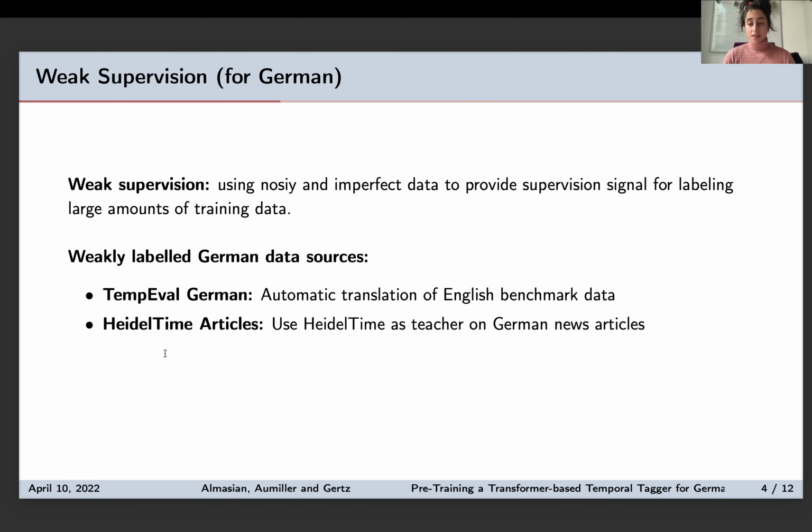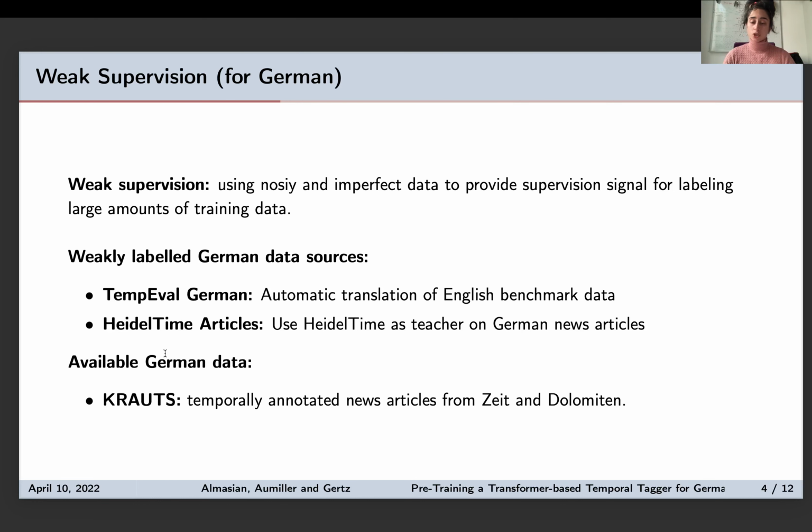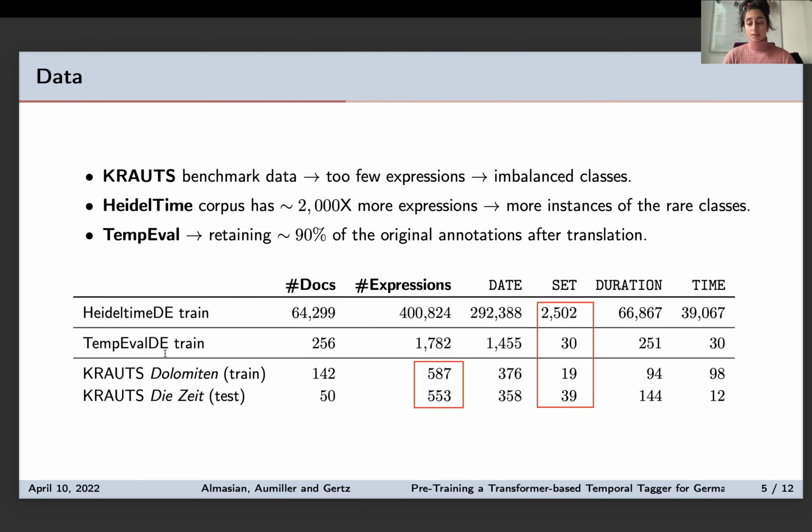A larger set is the HeidelTime articles, which contains German news articles that were crawled from the web, and HeidelTime was used on them as a tagger. This data is used as ground truth for a pre-training stage for our classifiers. The only available German data source is Krauts, which contains a limited number of temporally annotated news articles from Zeit and Dolomiten. Let's take a look at the statistics of the data.